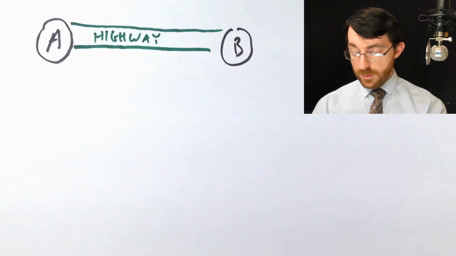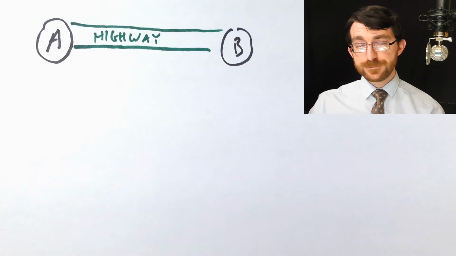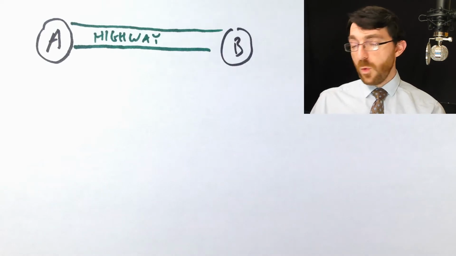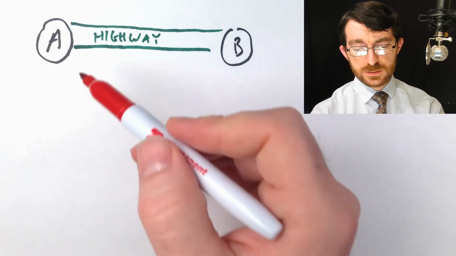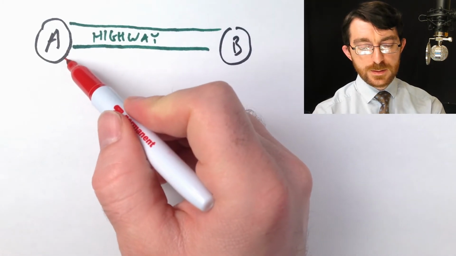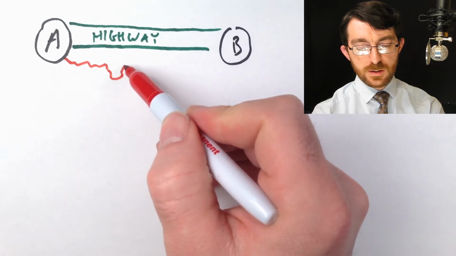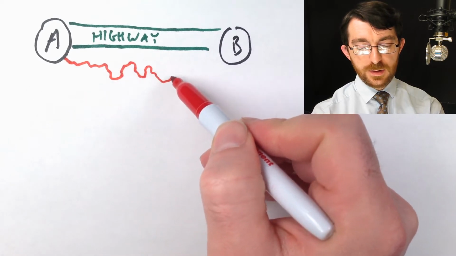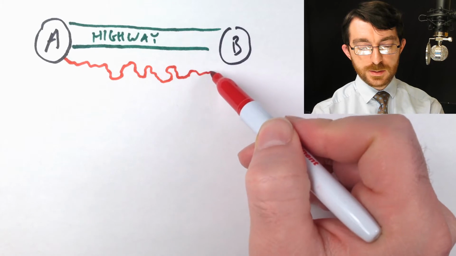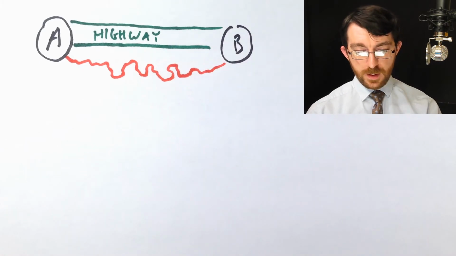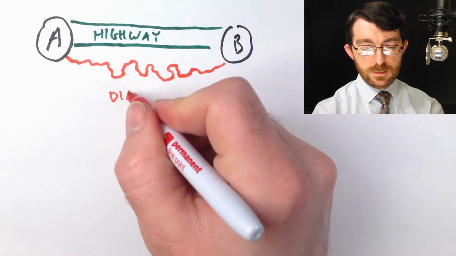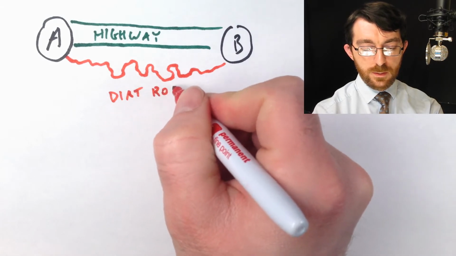And then the other possible path is a windy dirt road full of potholes and blind turns and possibly even some monsters or something that'll jump out. Use your imagination. So, dirt road.